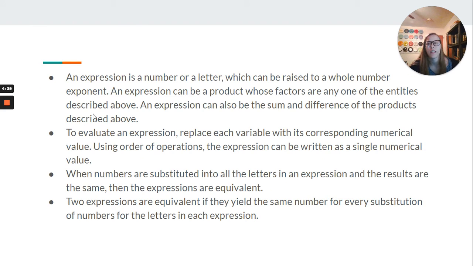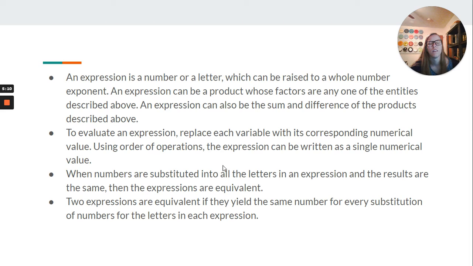So, a couple notes. An expression is a number or a letter which can be raised to a whole number exponent. An expression can be a product whose factors are any one of the entities described above. An expression can also be the sum and difference of the products described above. To evaluate an expression means solve it or simplify it: replace each variable with its corresponding numerical value. That's what we did when we replaced y with a number.